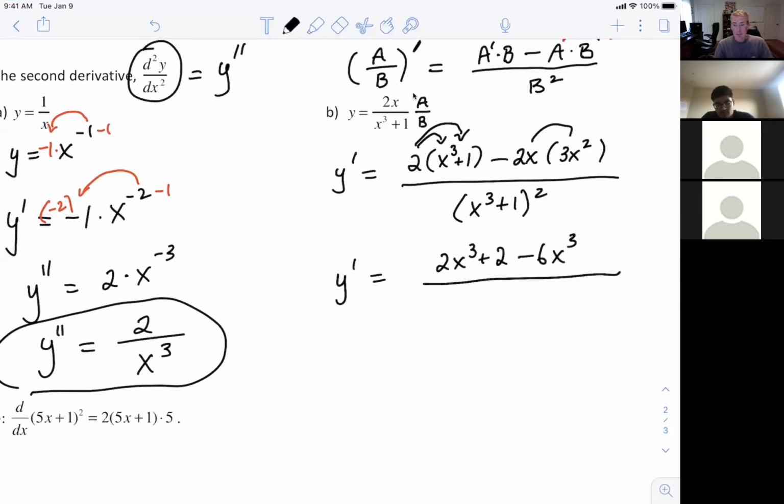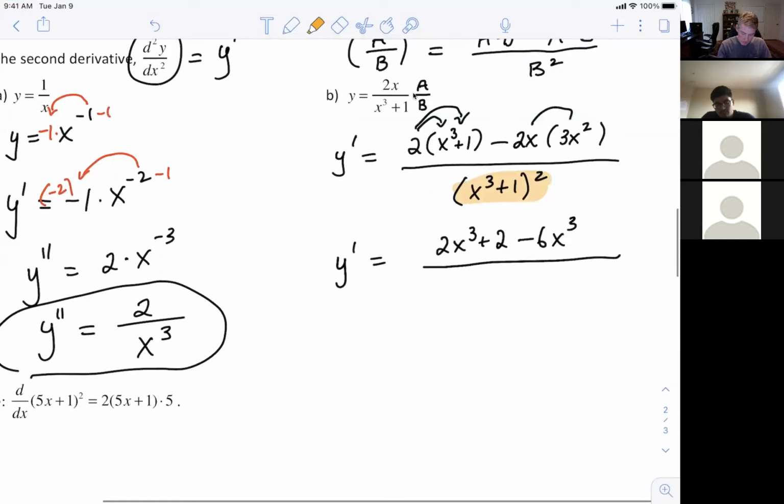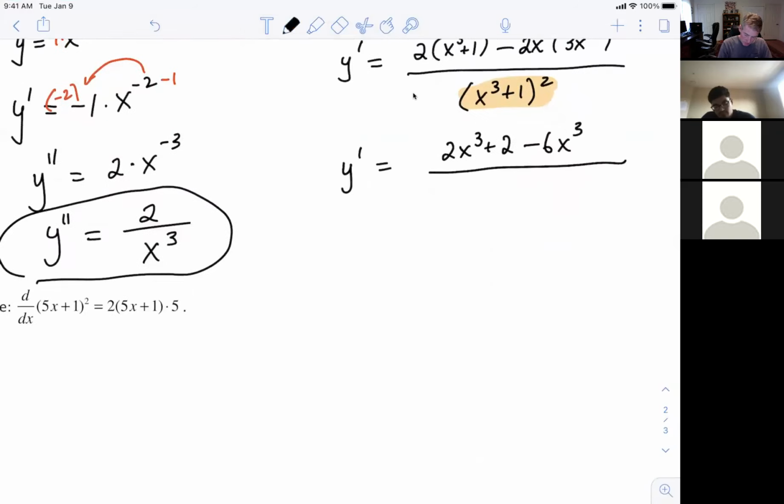And at this point of the semester, we don't have the chain rule. That's next week. So that means we're going to have to go ahead and multiply out the bottom part. So I'm going to just do that on scratch paper real quick right here. x cubed plus 1 times another x cubed plus 1.